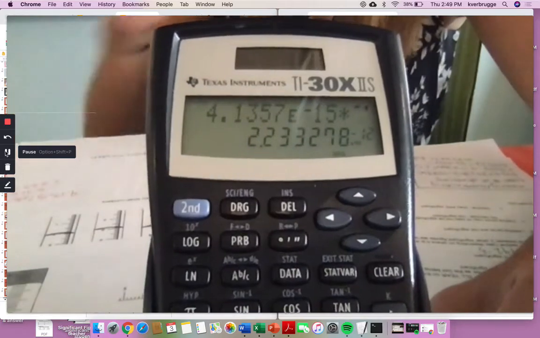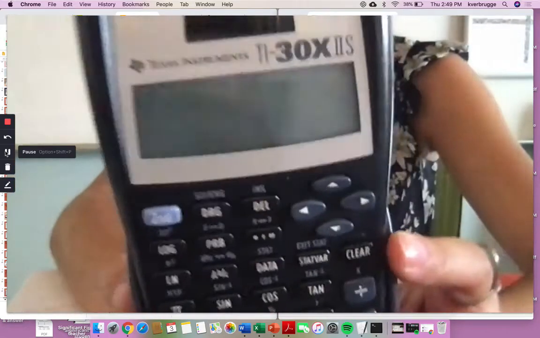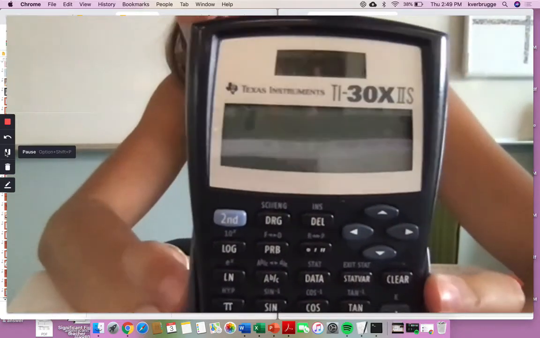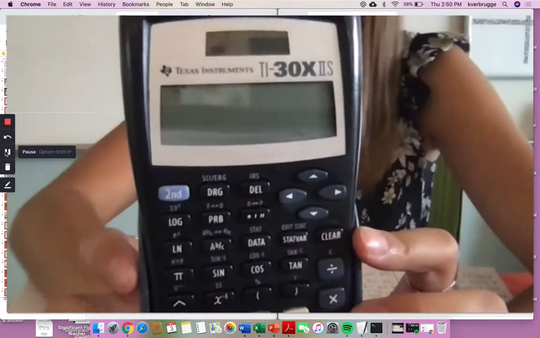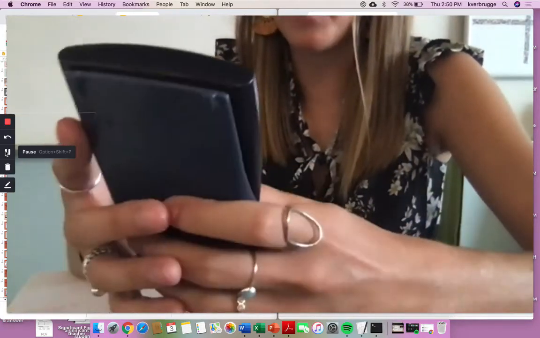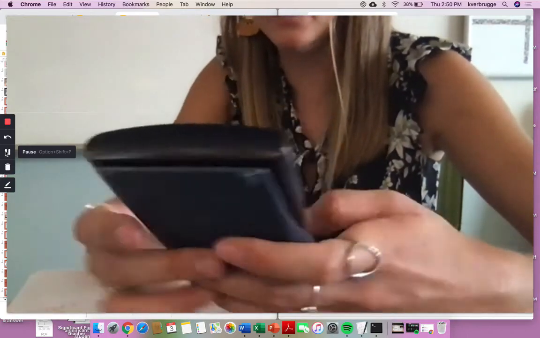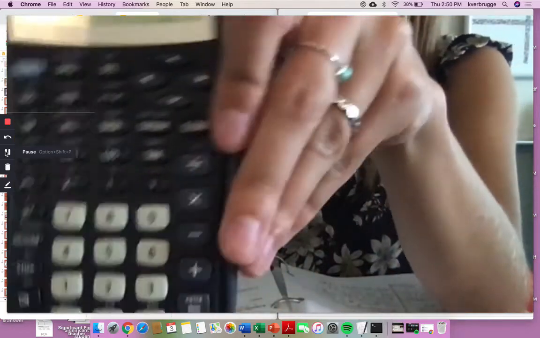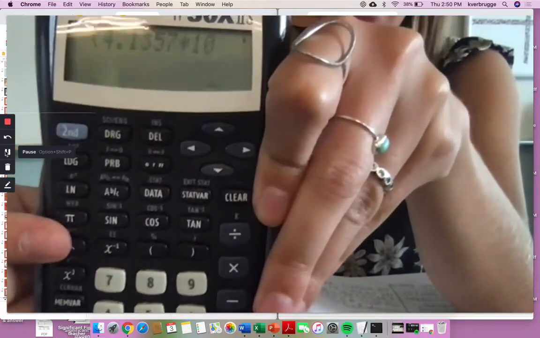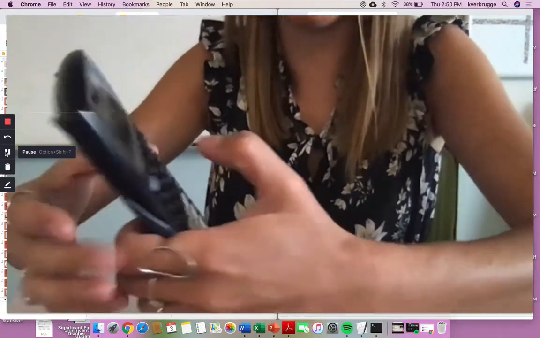I'm going to show you another way to type in this exact problem and make sure we get the same thing. So let me clear it out. So another way to type this in is by using parentheses. So you need to put your whole number in parentheses. So we're going to put the whole first number in parentheses. So we're going to type parentheses 4.1357 times 10. Remember this little button here, the caret is the "to the" button, 15, negative 15, end parentheses.